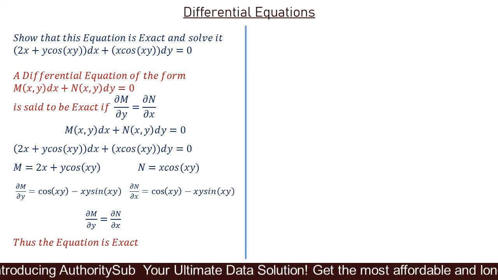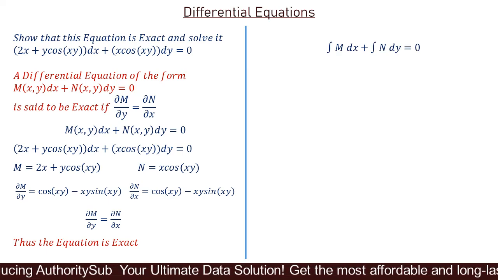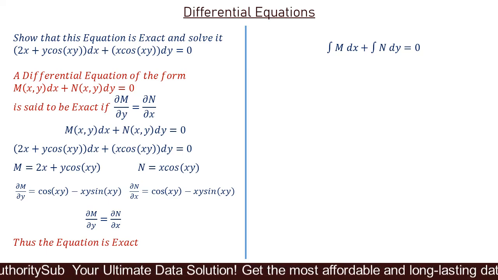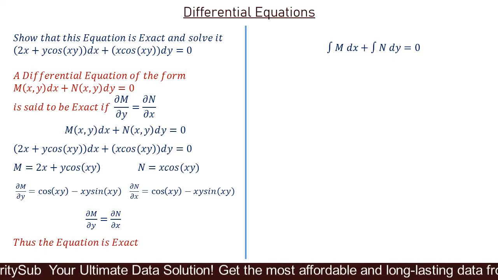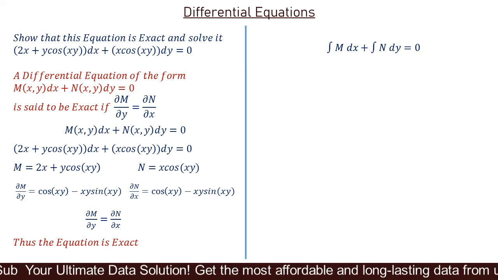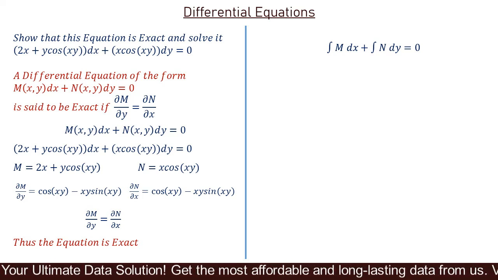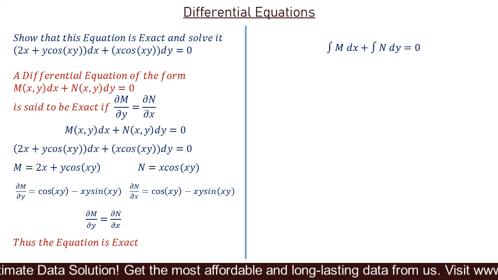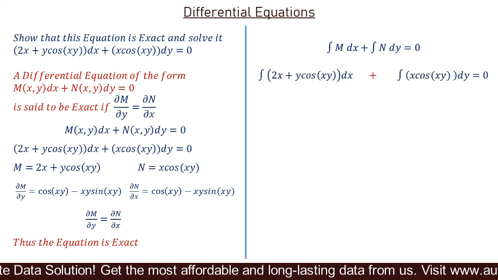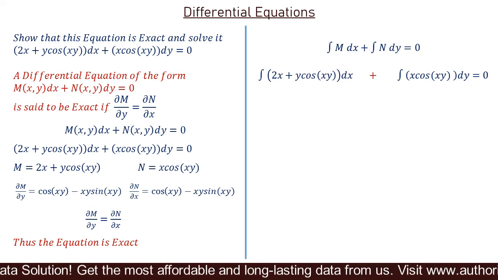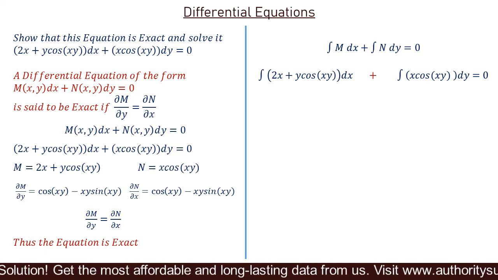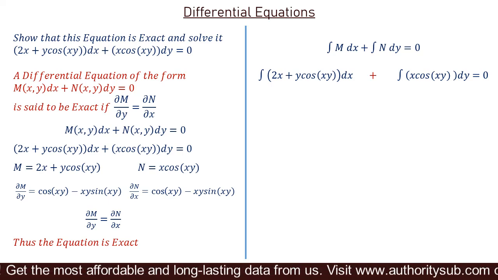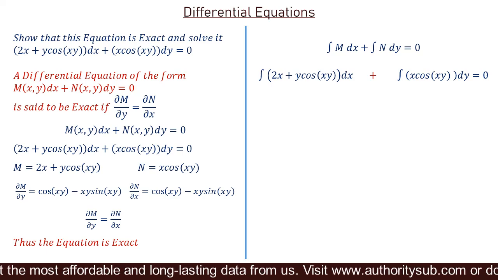So the solution that we're looking for is the integral of M dx plus integral of N dy equal to 0. Meaning we're going to integrate M with respect to x, integrate N with respect to y. Bring these two integrals together, then it will give you a function, which is the solution to the differential equation. Let's go. Our M is 2x plus y cos xy, integrating with respect to x, plus the other side, which is our N, x cos xy, integrating it with respect to y, is equal to 0.